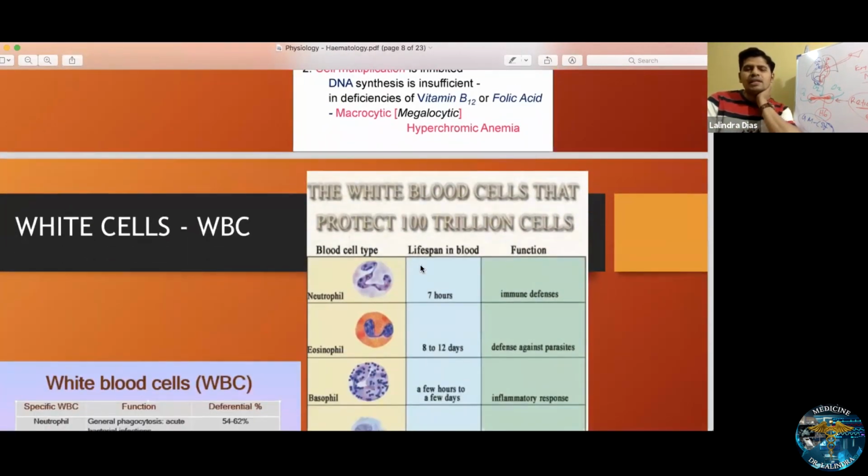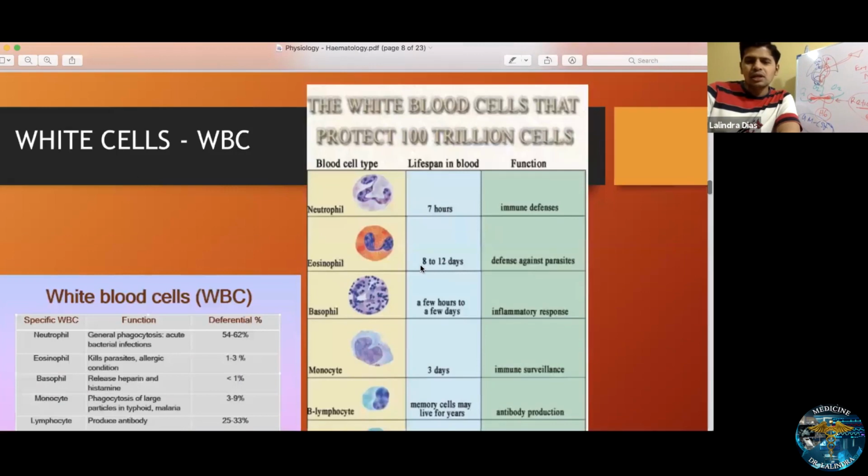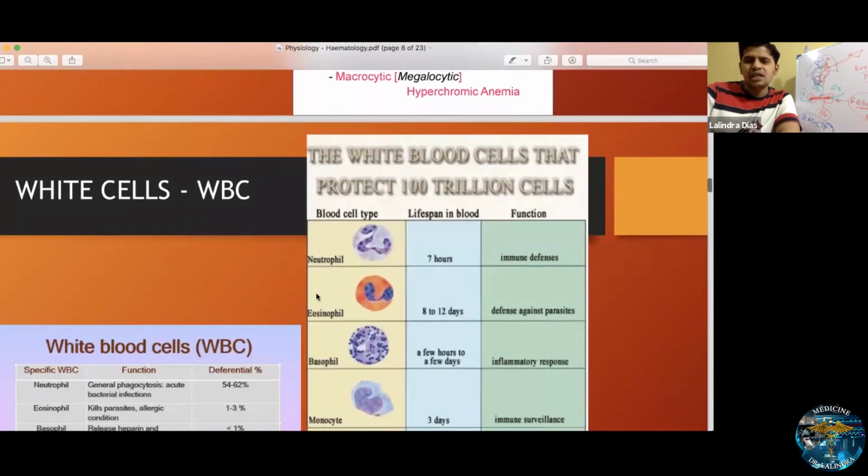Now the white blood cells are a minority in your blood, but very important cells. Why? They play a huge role in your immunity or immune process. What do they do? I have given you the classification here. The white blood cells protect 100 trillion cells in our body. What are they? First, the neutrophil. You can see here 1, 2, 3. Yes, 3 segments.